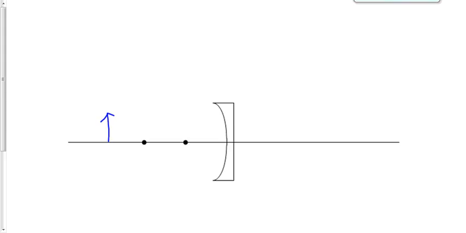Concave mirror. What's another name for a concave mirror? Converging, right. Now be careful. Let's keep that straight and not mix it up with a concave lens. A concave lens is a diverging lens. So concave mirror, converging. Concave lens is a diverging lens.